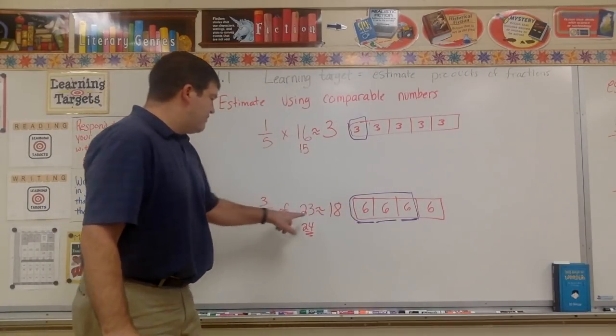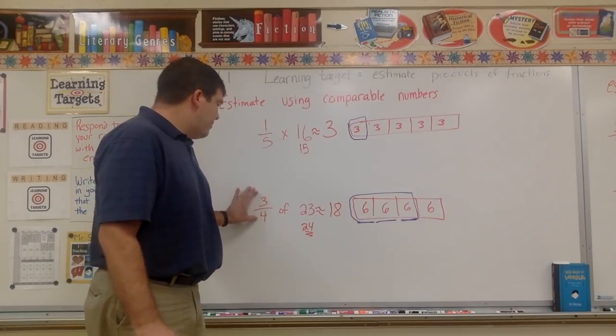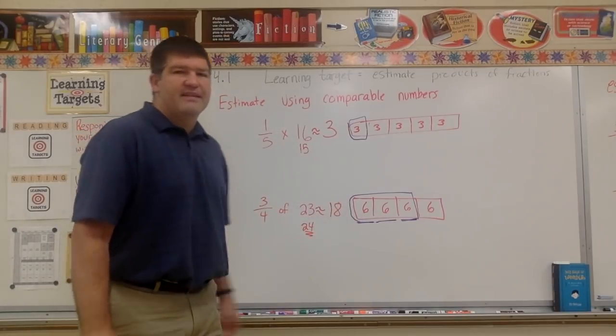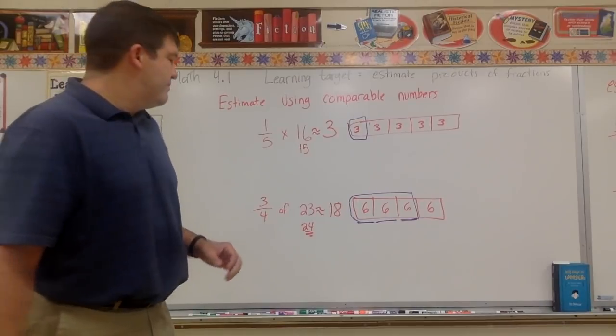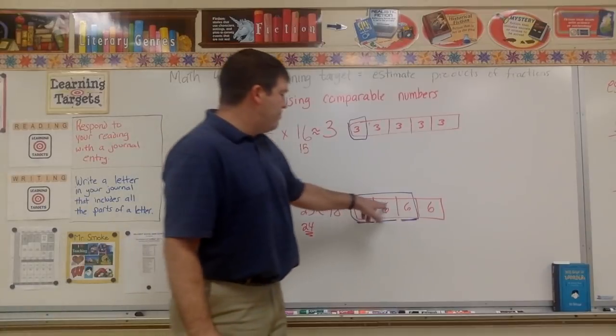So the part of 23, well, I estimated it, so I went to 24. This part of 24 is 18. It's not the whole 24, I mean. It's just 18. It's just a part of it. 3 parts of the 4.